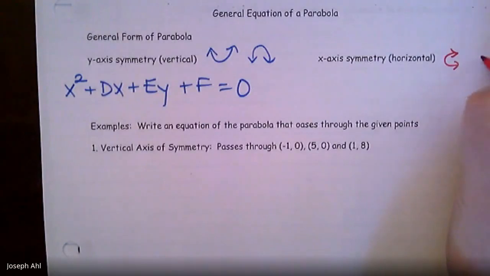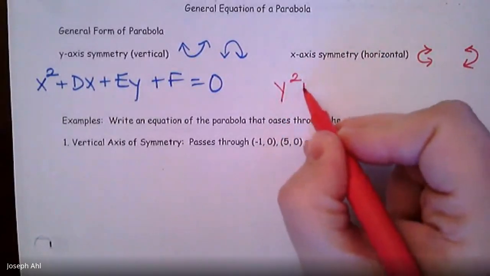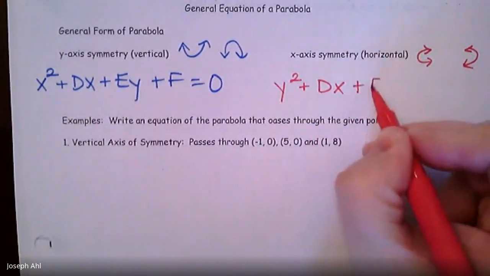Horizontal, meaning it's opening up to the right or opening up to the left like that. What we're going to see for horizontal is that it's going to be just the same thing, but with y squared out front. Y squared plus dx plus ey plus f equals 0.